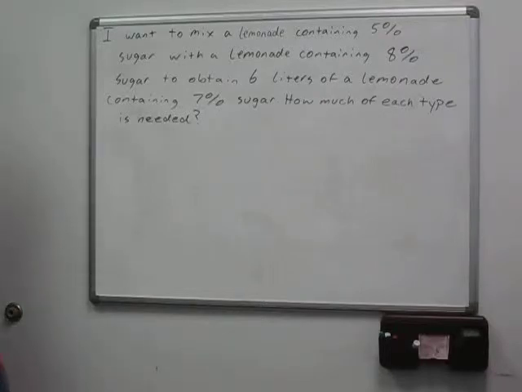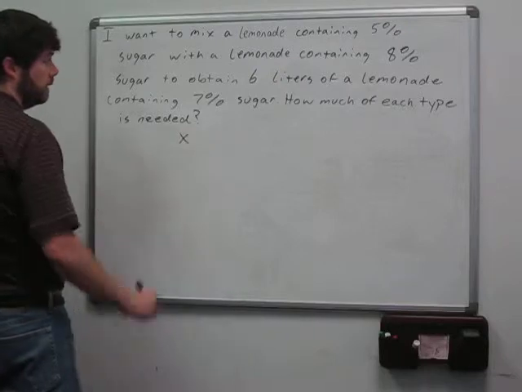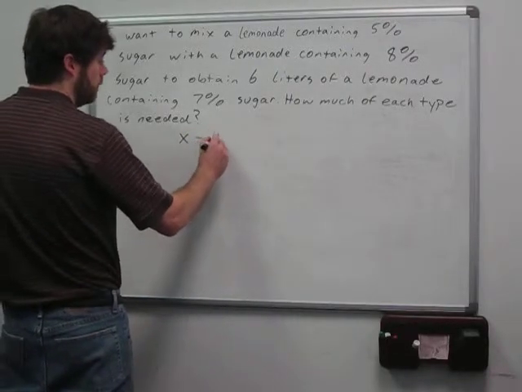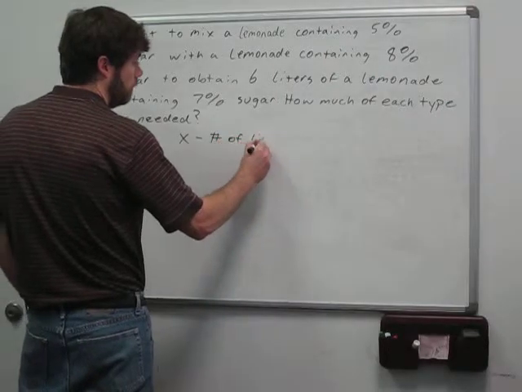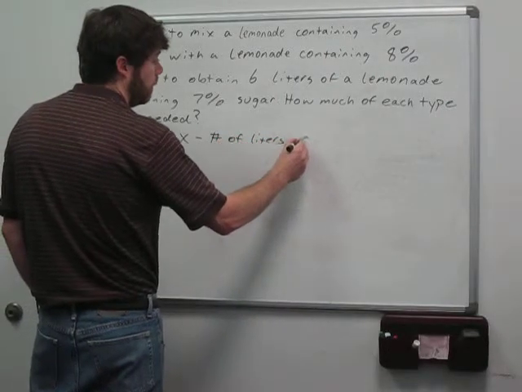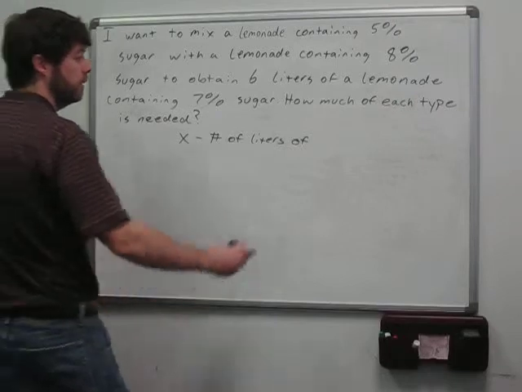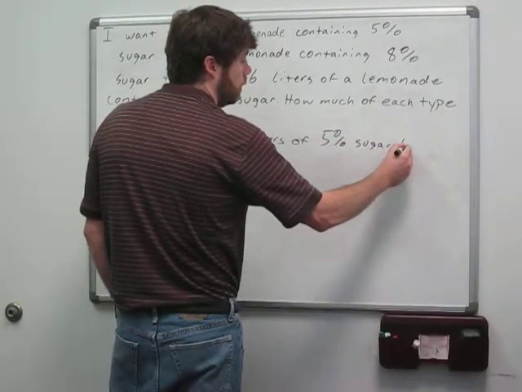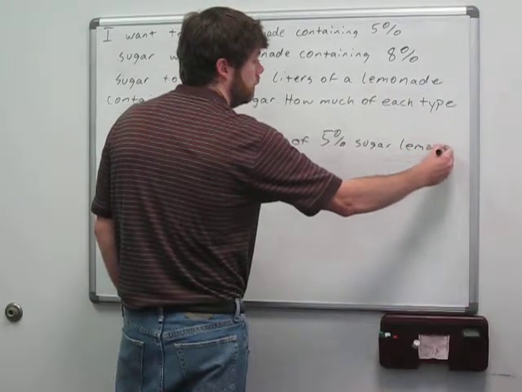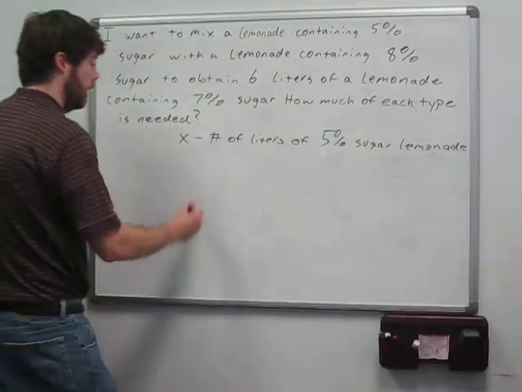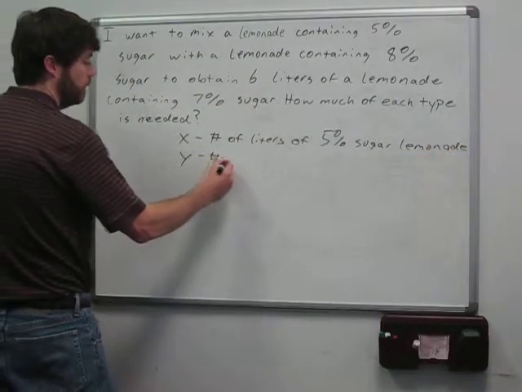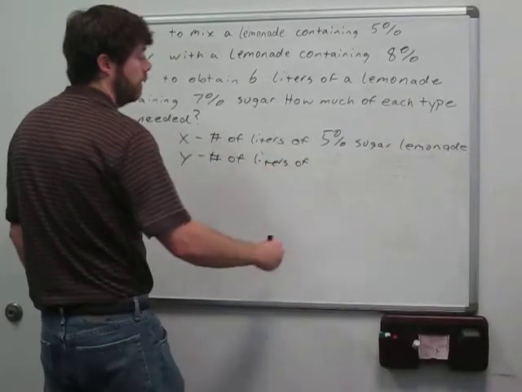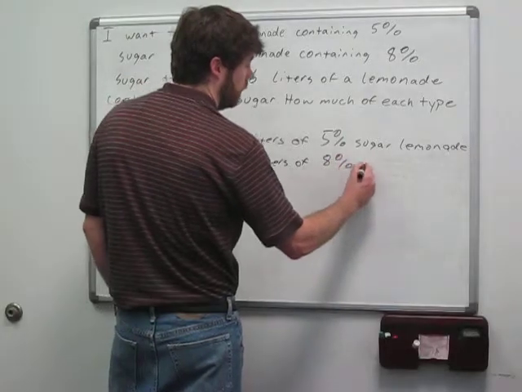So there are two unknowns here. Let's come up with some variables. Let's let x be the number of liters of the 5% sugar lemonade. And let's let y be the number of liters of the 8% sugar lemonade.